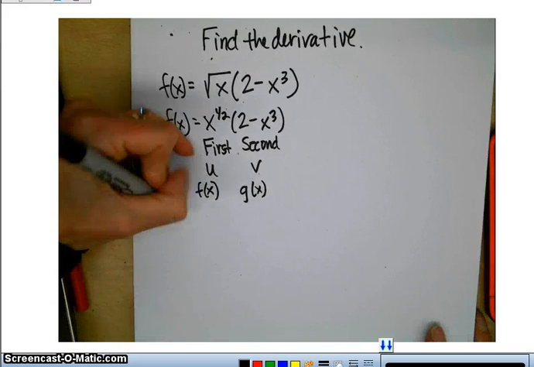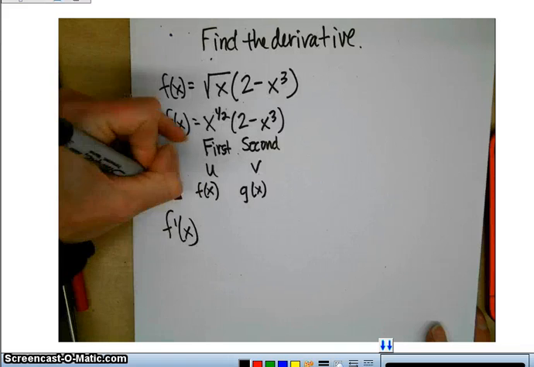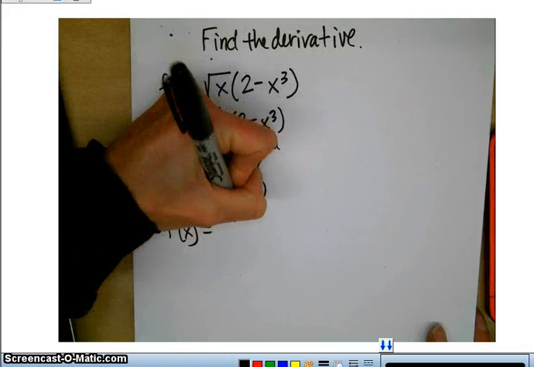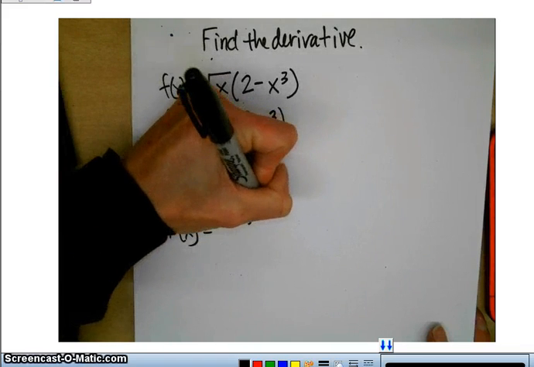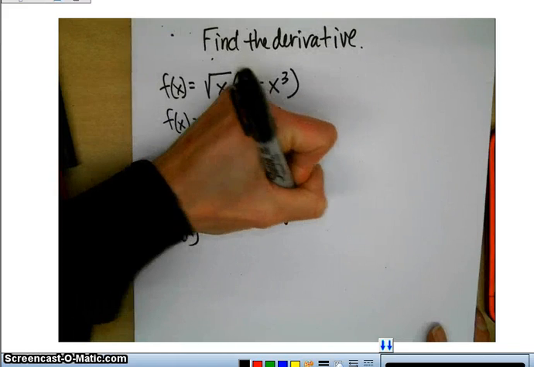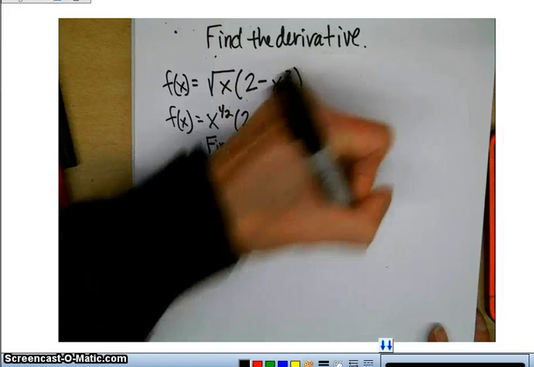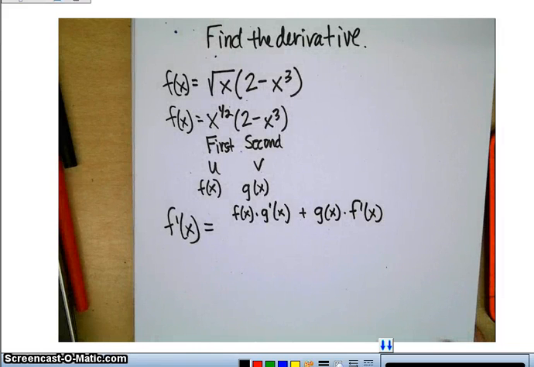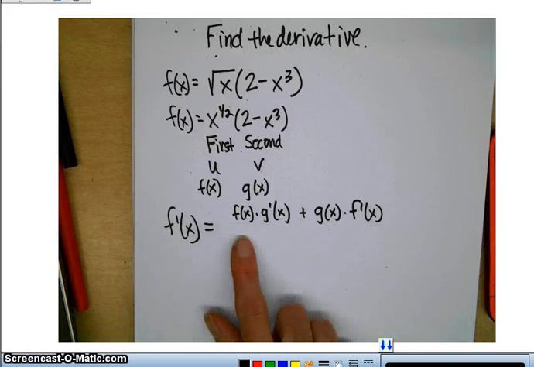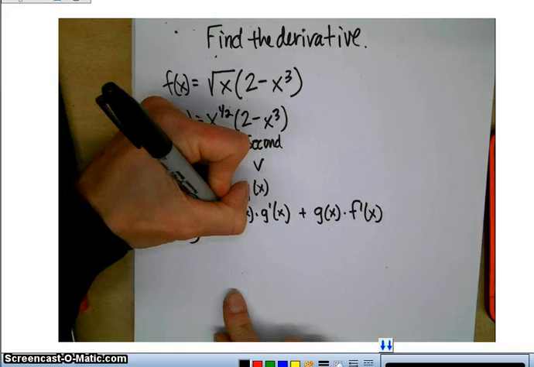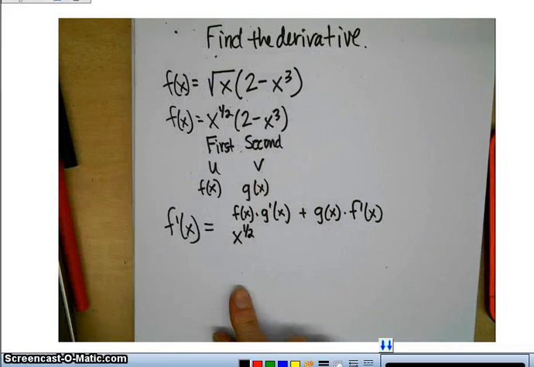So now, f prime of x is going to be f of x times g prime of x plus g of x times f prime of x. See how that can make you confused a little bit? Isn't it just easy to remember first times the derivative of the second plus second times the derivative of the first? So write the first function down, which is x to the 1/2.